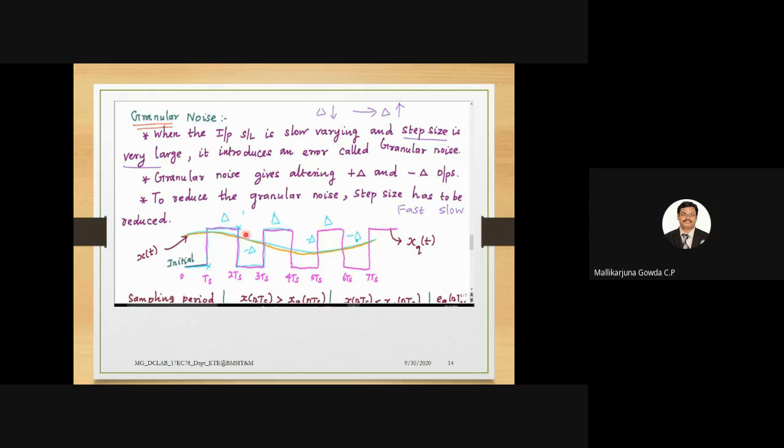This we call granular noise. Granular noise gives an alternating plus delta and minus delta output. Accordingly, we say plus delta is 1 and minus delta is 0. So how do we reduce this? To reduce the granular noise, we need to reduce the step size. If we reduce the step size, we can avoid this granular noise, which means we can reduce the alternation between plus delta and minus delta when the input signal is not changing very fast. So for a slow changing input signal, the step size has to be reduced.